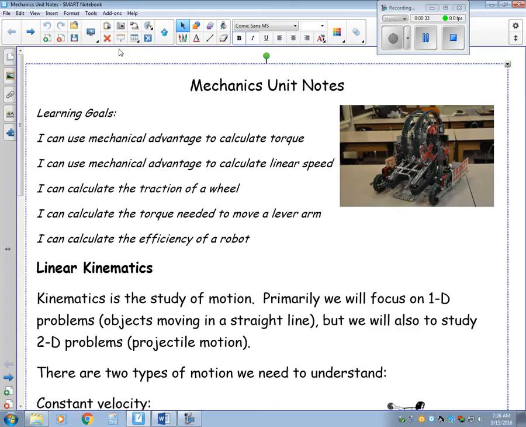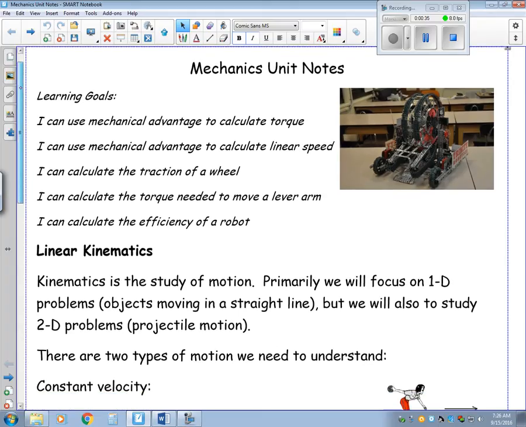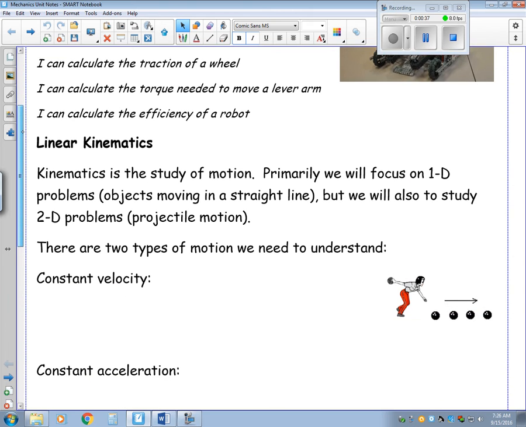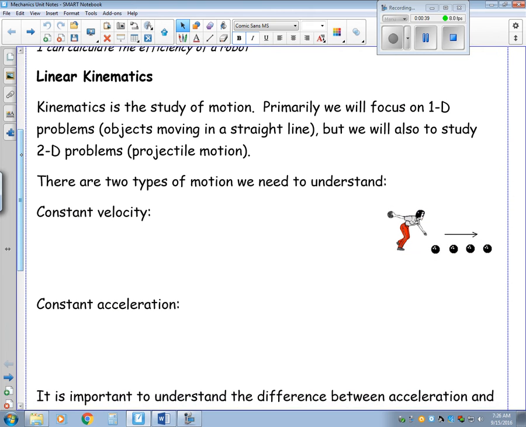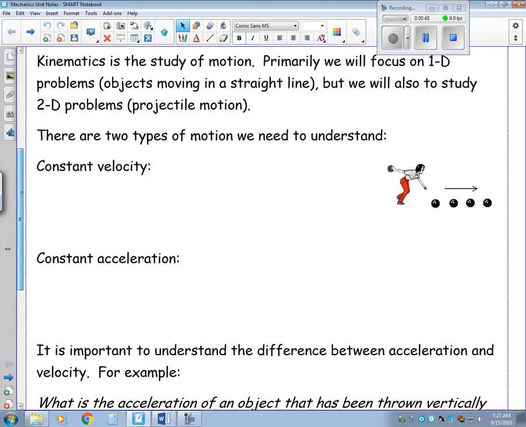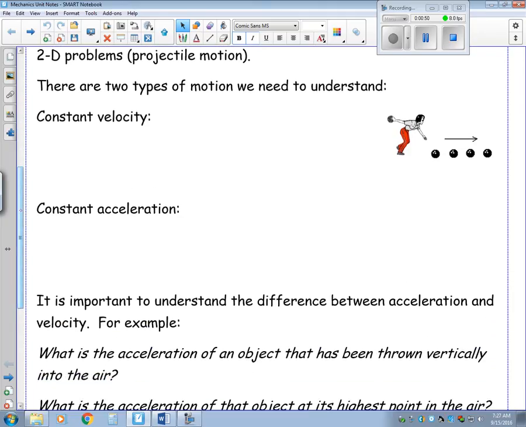So we're going to have to cover a lot of review material before we get to some of these learning goals. So let's review linear kinematics. This is a study of motion. We're going to primarily focus on 1D, but I'll also show you some 2D, some projectile motion. So there are two main types of motion: constant velocity and constant acceleration. So when we have constant velocity, the object will move without speeding up or slowing down.